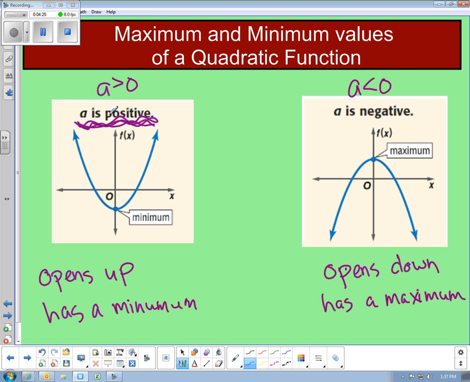So a positive a tells you that it's an opening up parabola. A negative a tells you that it's an opening down parabola. And that's the coefficient of the x squared term, whatever is in front of the x squared term. What is this number?